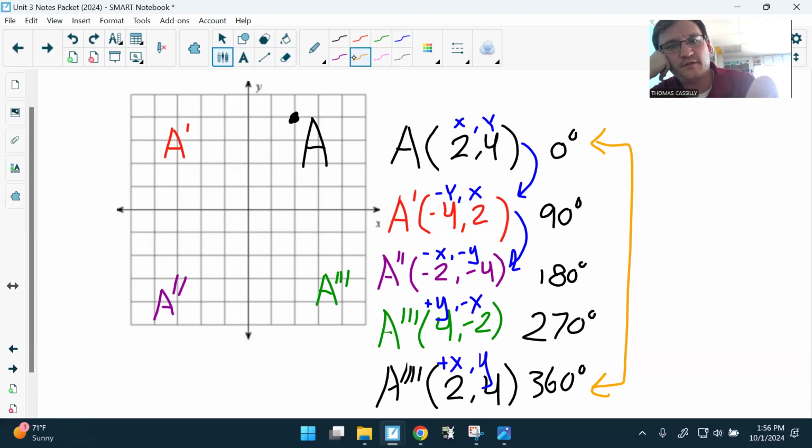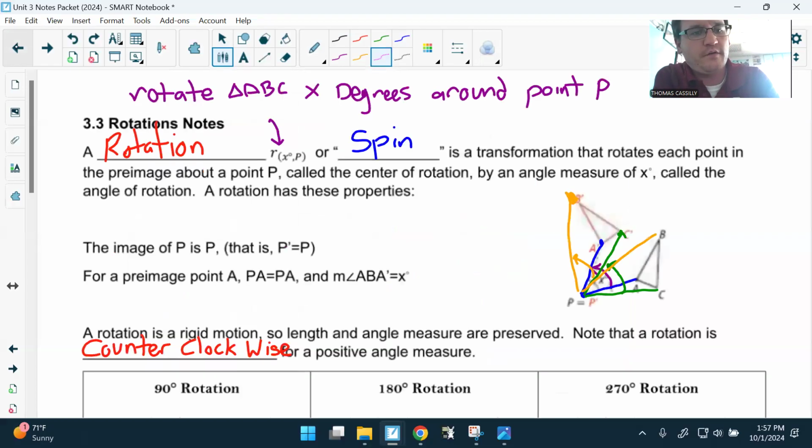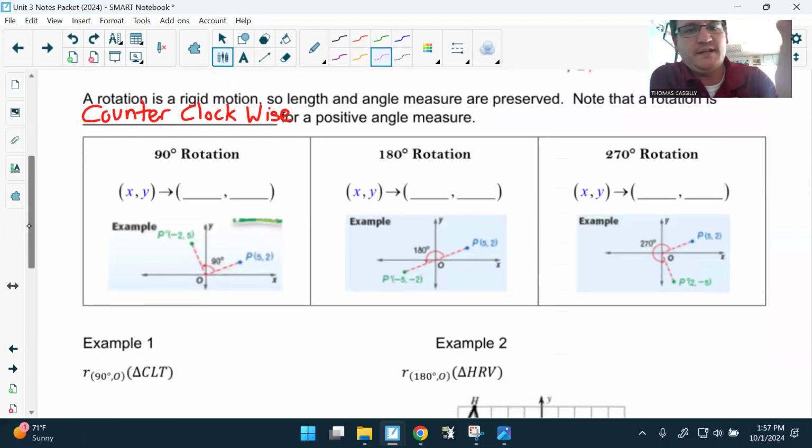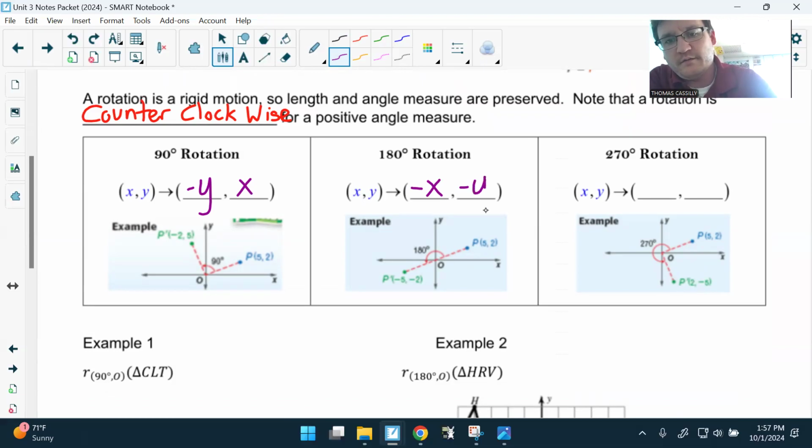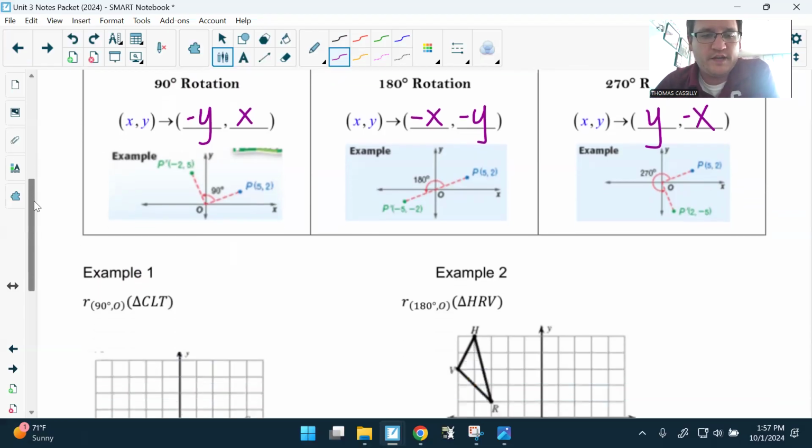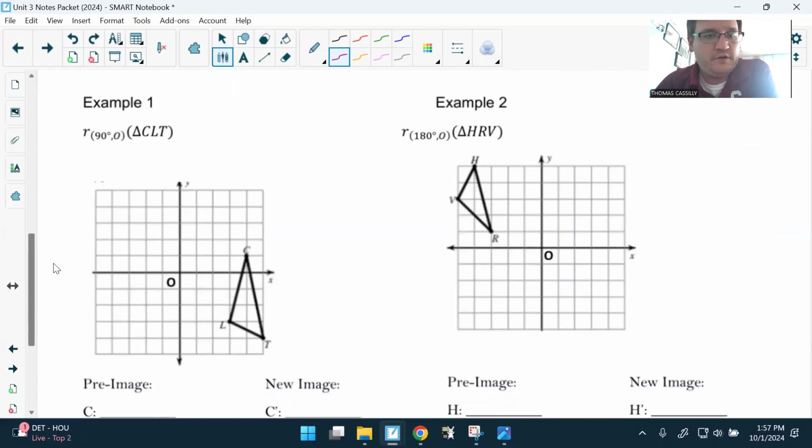So these things right here, I'm running out of colors, are the rules for a 90-degree turn, a 180-degree turn, and a 270-degree turn. I'm going to write all of those down. A 90-degree rotation, we said, is -Y, X. A 180-degree rotation is -X, -Y. And the very last one, at 270, is Y, -X. And there we have it. That's really all we need to know to be successful in this section.